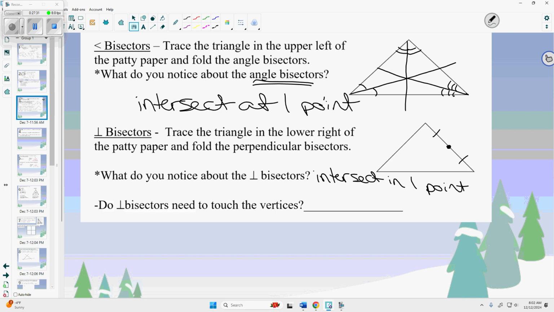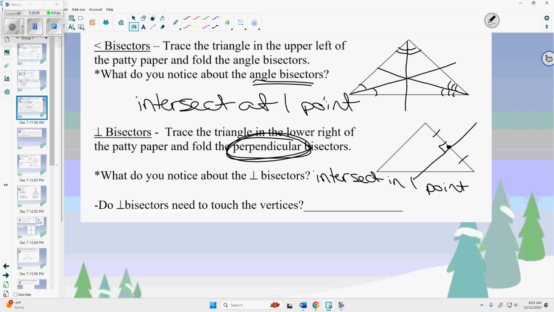How do I show perpendicular? Straight down the middle at any angle I want. I could go like this. No? What angle? What kind of angle are perpendicular lines? Show me with your arms. Everybody's showing me a T. What kind of angles are those? Those are right angles. So when you draw your perpendicular bisector in here, you got to make it at a right angle.